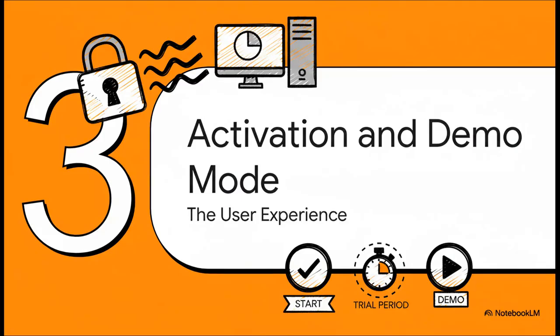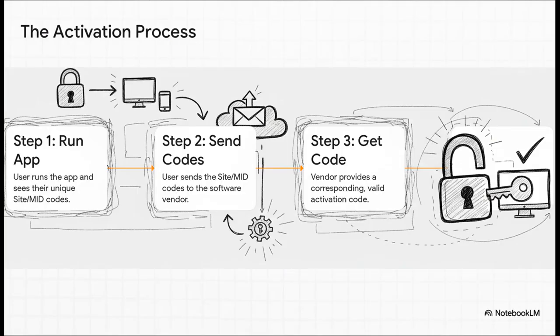Okay, so our application is locked down to a machine. Now what? What does the user actually see? Let's walk through that activation process and also look at how you can offer a trial period with something called demo mode. The process is really just a simple, secure exchange.